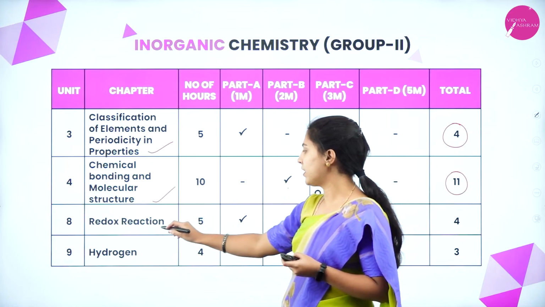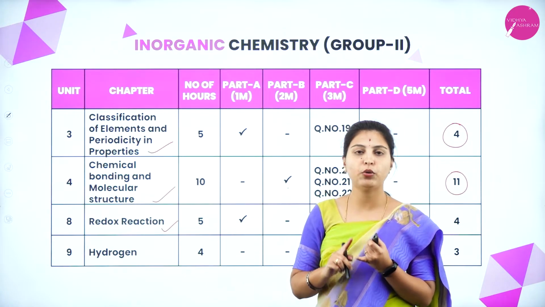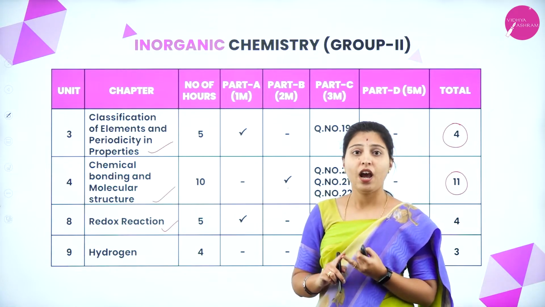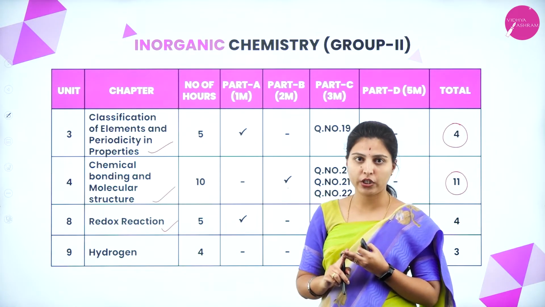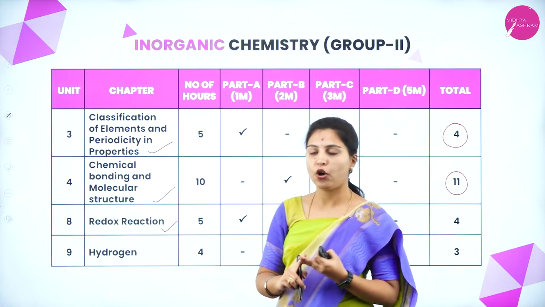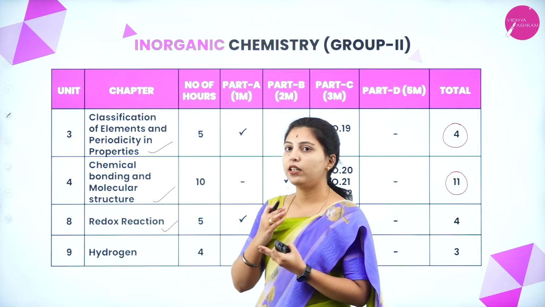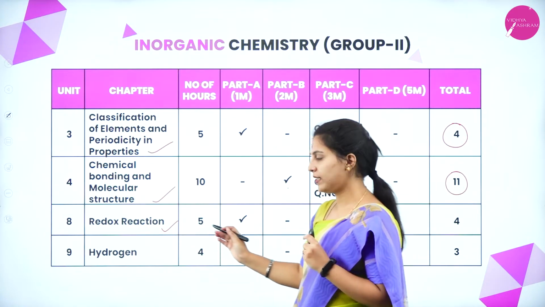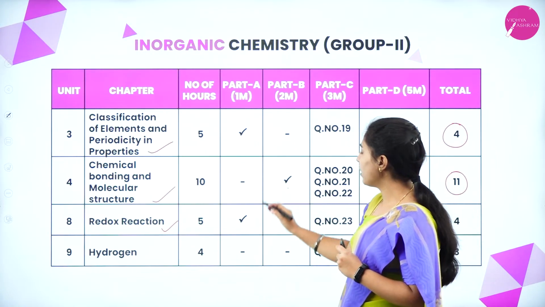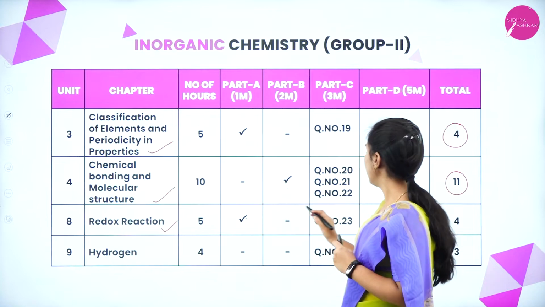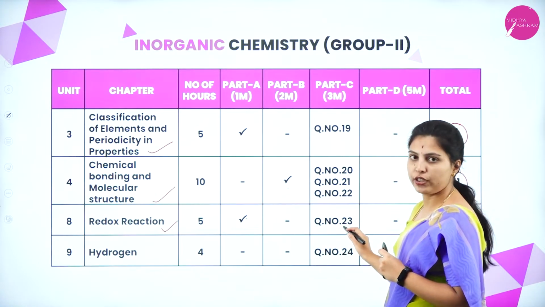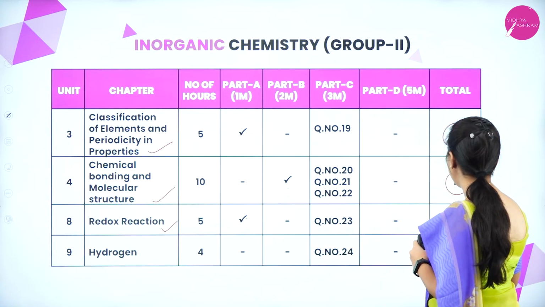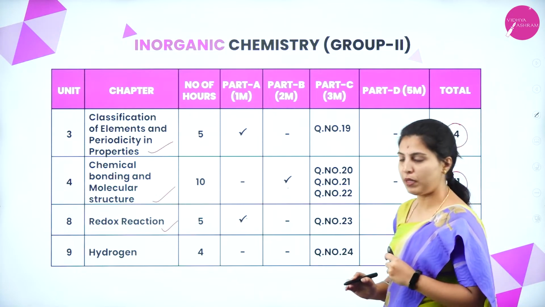Next, redox reactions. In this chapter, you will see the reactions about reduction and oxidation, how the oxidation states are assigned for the molecule or the compound, and how the redox reaction is balanced. For that, 1 mark 1 question and 3 mark 1 question will be given, overall 4 marks.